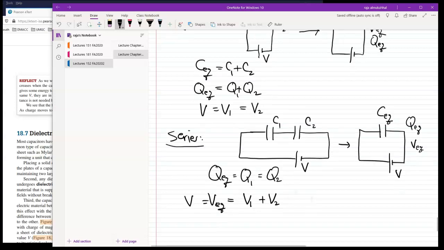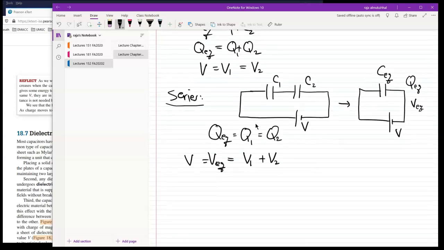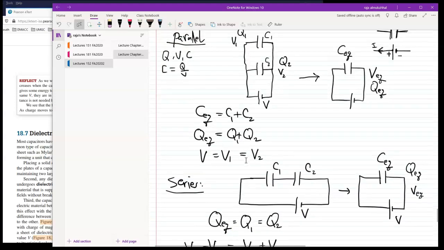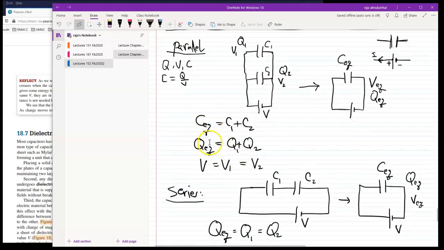And the third one is, what is the equivalent capacitance here? The equivalent capacitance is a kind of funny formula. It's this one: 1 over C equivalent is equal to 1 over C1 plus 1 over C2. Just accept this formula for now, and I'll show you with examples how that works. So these are the three formulas for the series combination, and these are the three formulas for the parallel combination. Please pause the video and write them down before we do some problems.